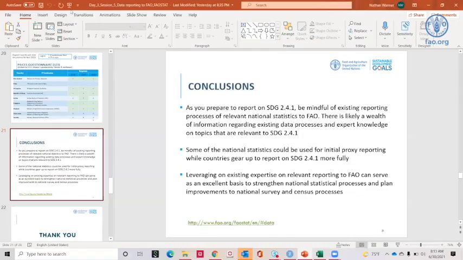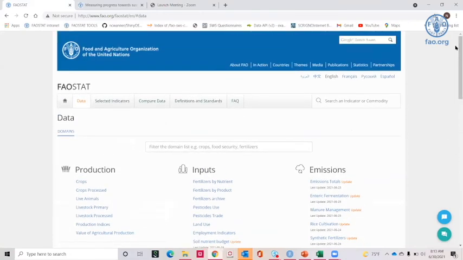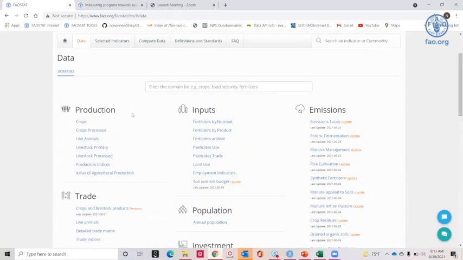So what I would like to lastly do is open up FAOSTAT so that we can just have a look at how the website and the data dissemination platform is structured. So we have the different relevant themes that are with each of the domains for dissemination under each of the themes for FAOSTAT.